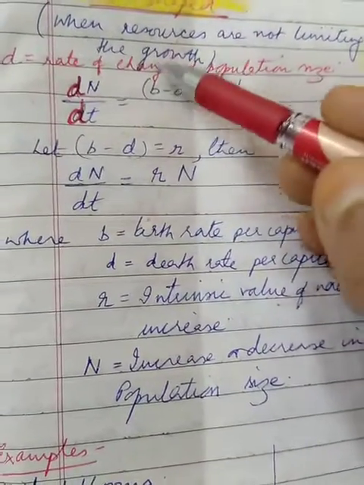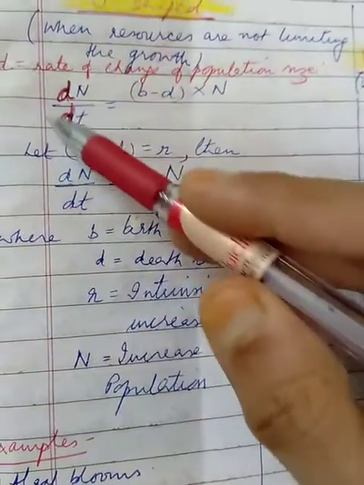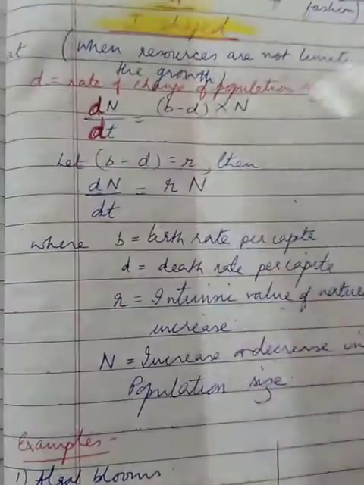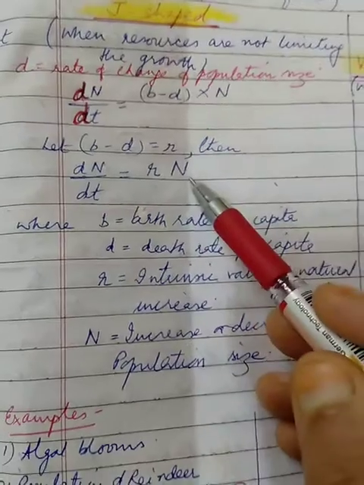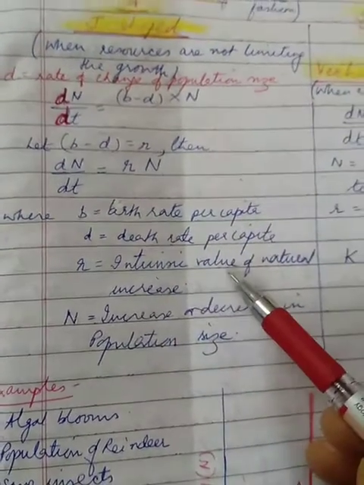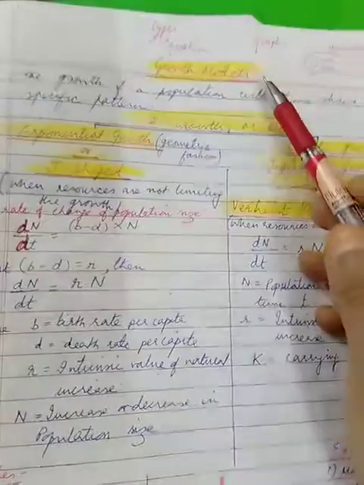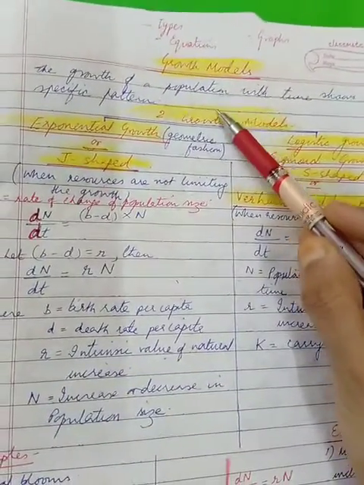If you assume this is small alphabet R, then the whole equation becomes dN/dt = rN. r means intrinsic rate of natural increase. So this is all about the first growth curve. Once again, when you're starting with the growth curve or growth model, you should know what it means.